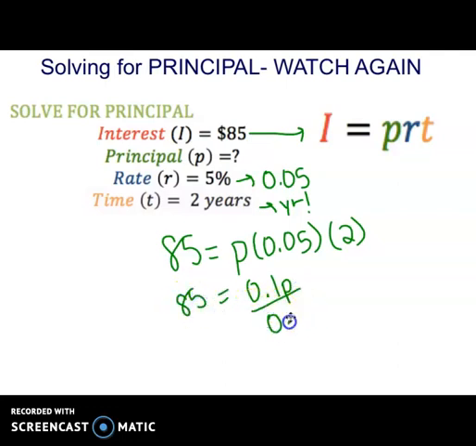I divide by 1/10, and I get the principal in this case to be $850. He invested $850 for 2 years. Okay, I hope this makes sense. You are just solving either for the P, the R, or the T, subbing in what you know versus solving for what you don't know.